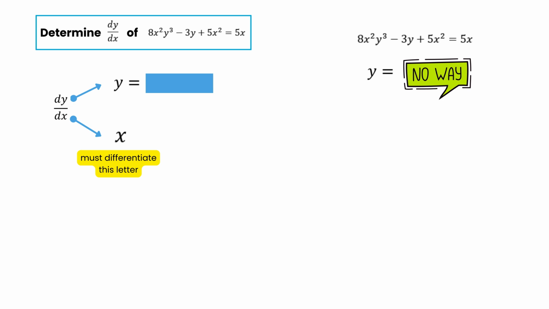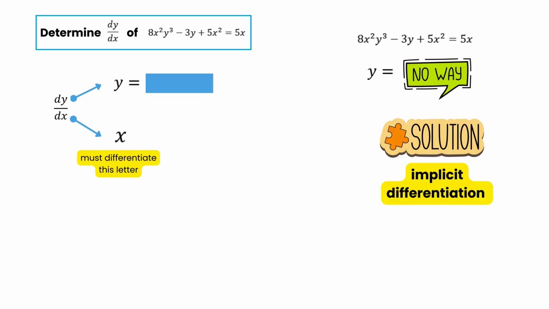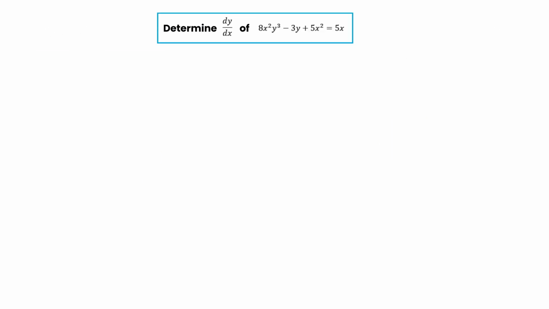This is exactly where implicit differentiation comes in. One of its key uses is that it lets us differentiate even when we can't solve the equation to make the subject stand alone, as in this case. All right, let's see how it works. We've already seen that we can't make y the subject in this problem to differentiate in the usual way, so we'll use implicit differentiation. How does it work?